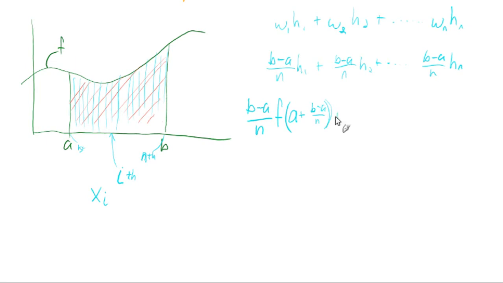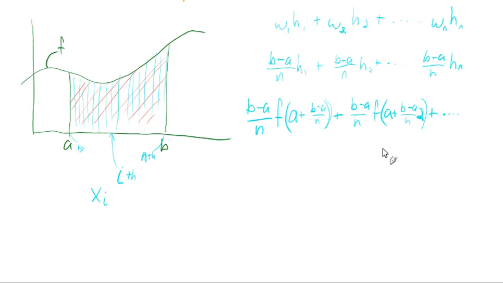Now we're going to go to the next one. B minus A over N, that's the width, times F of, we're going to take A and add on how much? We're going to add on two of these. So B minus A over N times 2. Then we'll just keep doing this. The next one will add 3, the next one will add 4.